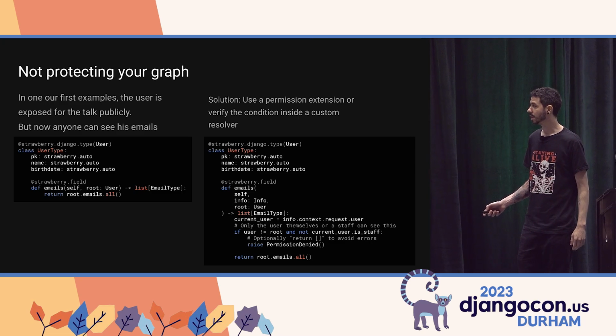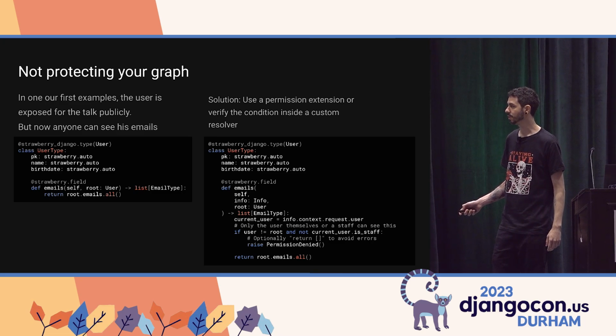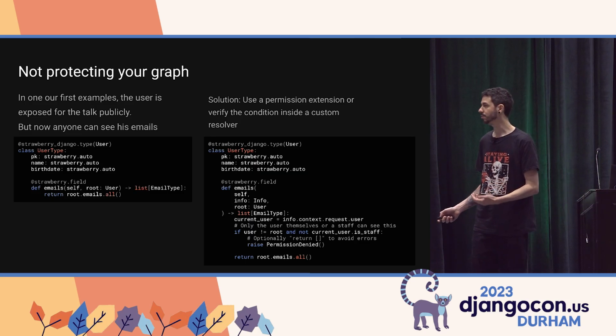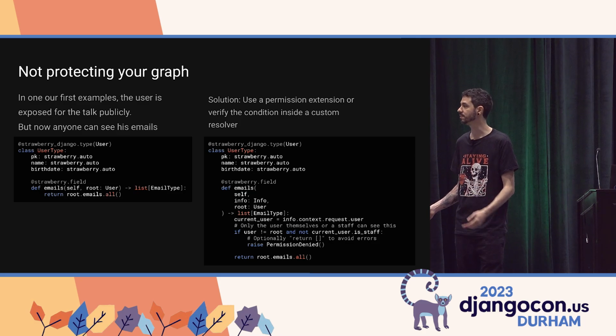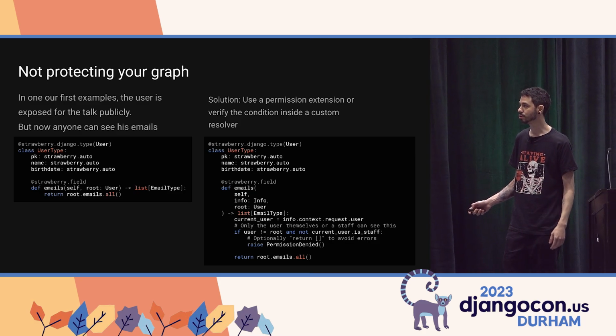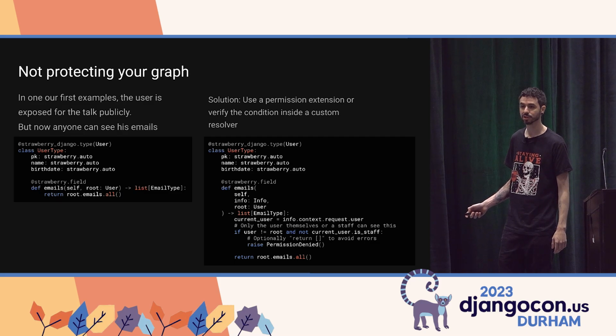For example, in this case, I am checking who is the current user, and I will raise a permission denied if the user that I am resolving here is not himself, or the user is not staff. So only staff users or the user himself can see the emails. Everyone else, if they try to retrieve this, I'll raise a permission denied error.